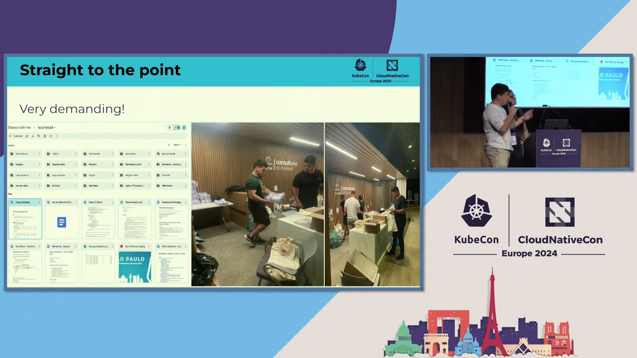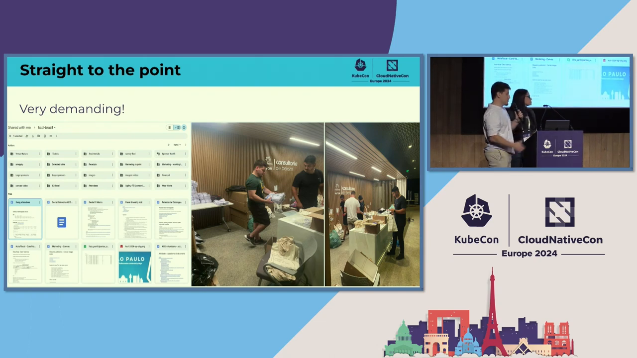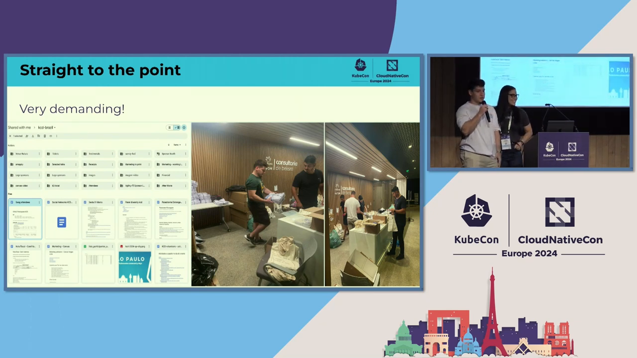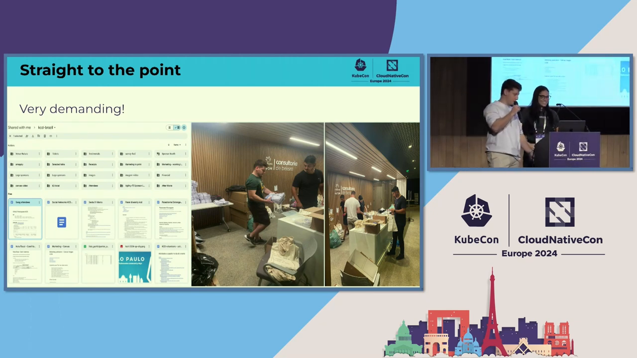Also, if you look at the other picture, this is us at 11 p.m. the day before the event. You can see that we were making sure that everything was ready for all the speaker kits, the attendee kits. This was, again, 11 p.m. the night before the event. And guess what? It was not really totally ready. We don't need to mention that, sorry. But yeah, it's very demanding.